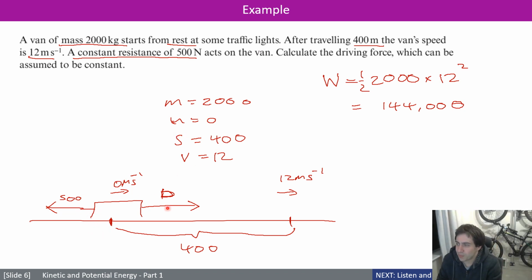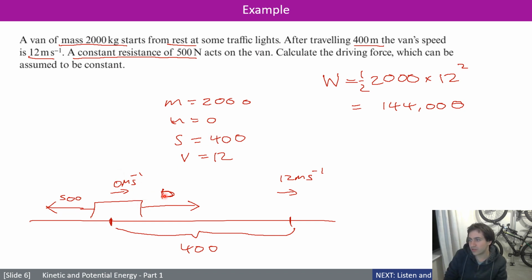The reason being is this, that D is doing a lot of work, right? It's pushing this van, or pulling, it depends how you think of the driving force, but that driving force is taking the van to the right, and in doing so it's doing work, and some of that work is being used to overcome this resistive force, presumably some sort of friction of 500 newtons. So it's using some of its work on resisting that force, and then whatever remains is what's being used to increase the kinetic energy of the object.